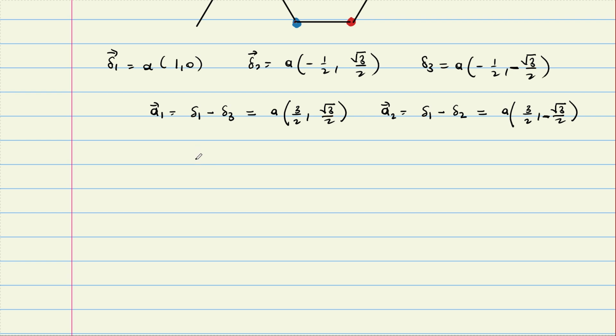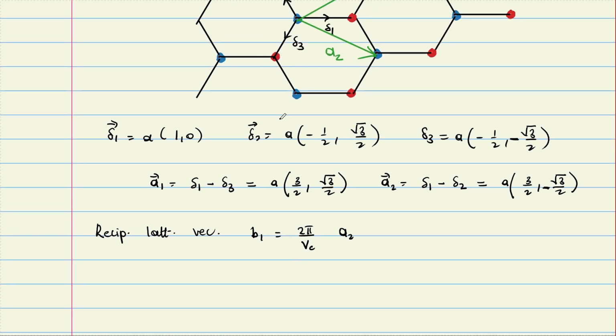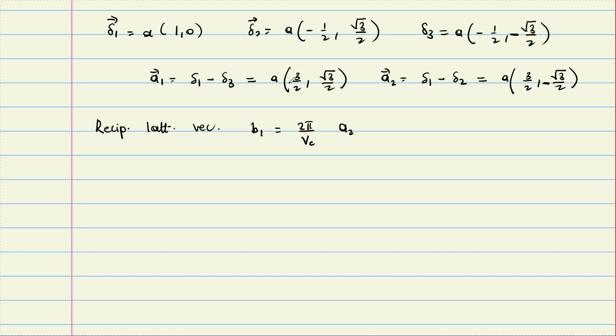Now we need to construct reciprocal lattice vectors. B1 is going to be equal to 2 pi over VC. There are 2 basis vectors, and I'll consider a third basis vector out of the page, and it's going to be unit length. In terms of this unit length vector, I can define B1, B2, and B3.